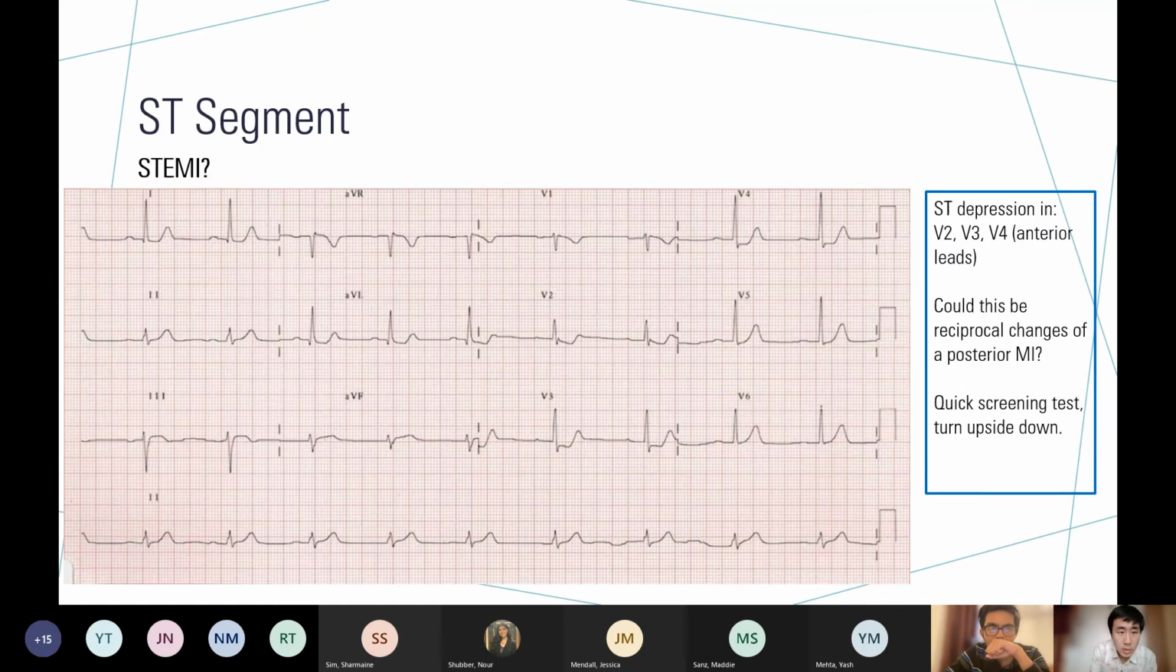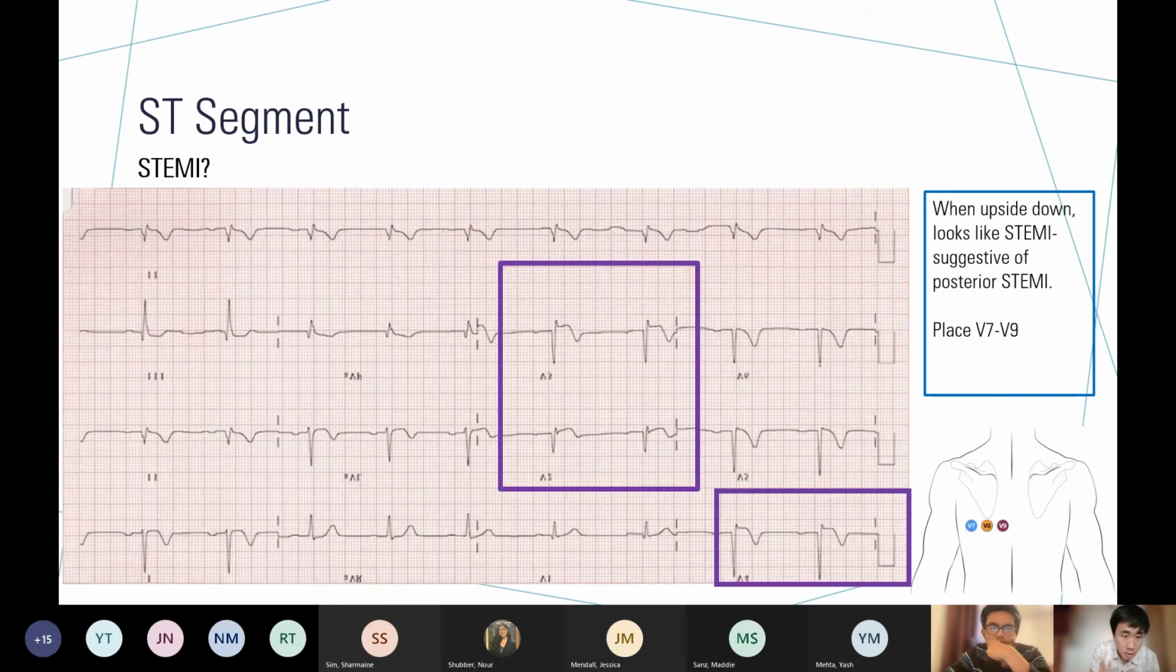But anterior STEMI. So here's what Anush was talking about. Here you can only see depression in V2, V3, V4. Some people might go, oh, is this an NSTEMI? But no, one thing you really need to think about is whether this ST depression in V2, V3, V4 is actually just the reciprocal depression of a posterior MI. A quick way to screen this in A&E is to turn the whole thing upside down. When we turn it upside down, these waves almost resemble ST elevation, and that should be the signal that you want to be putting electrodes on at the back.